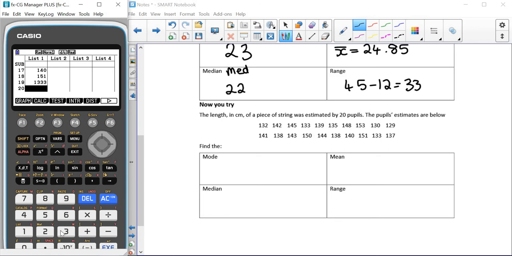133 and 137. And it's also a good idea once you're putting these into your calculator that you check that it lines up. We've got 20 pupils here and the last value lines up with 20. As I said before, you need to be checking that you typed it in correctly. So we can see here, this one's been typed in incorrectly. That should be 133.